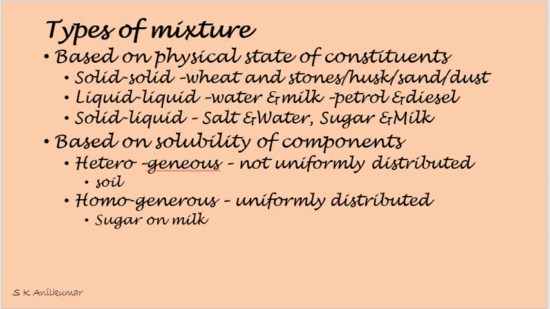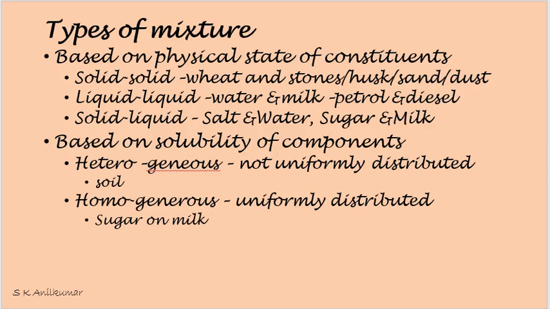So what are the types of mixture? Different types of mixture can be classified. What is classification? Based on the characteristic or property, we put them in various groups of similarity in property. So based on physical state, we can have mixtures as solid-solid mixture, wheat and stones; liquid-liquid mixture, petrol and diesel; solid-liquid mixture, sugar and milk. So we can have types of mixture based on the physical state of the constituents. Now based on the solubility of the components. What is solubility? Solubility means whether a solute will dissolve in a solvent to give a solution. This is solubility.